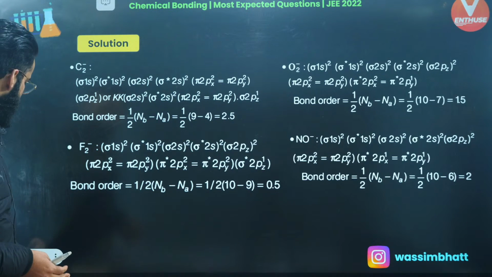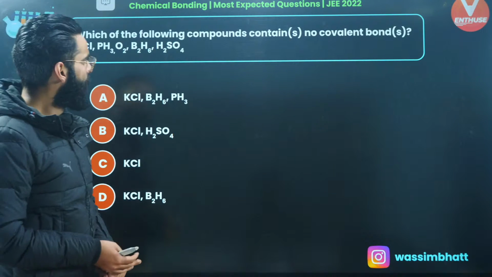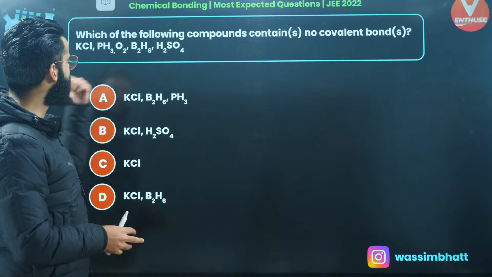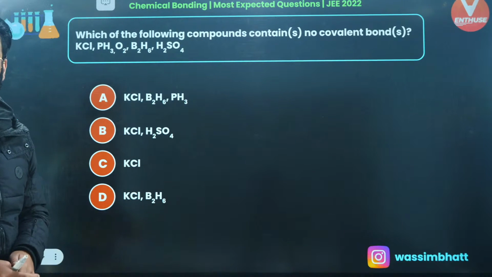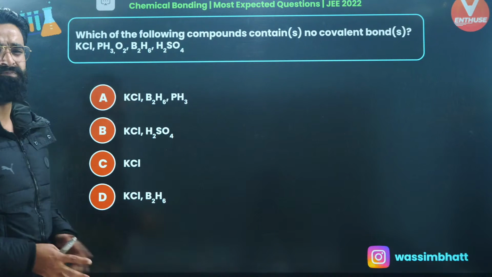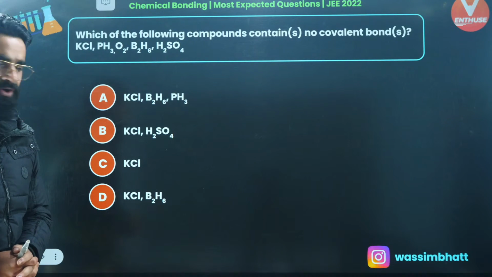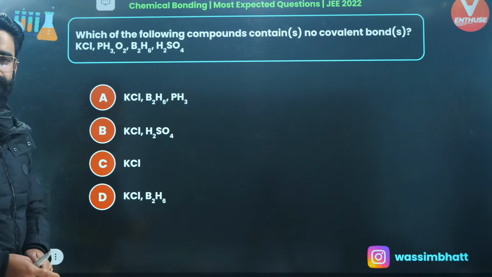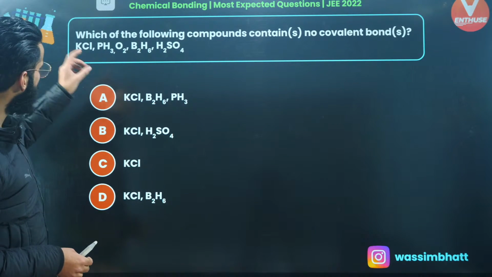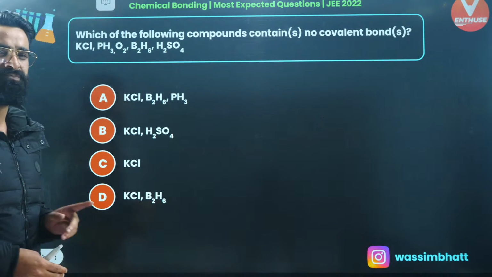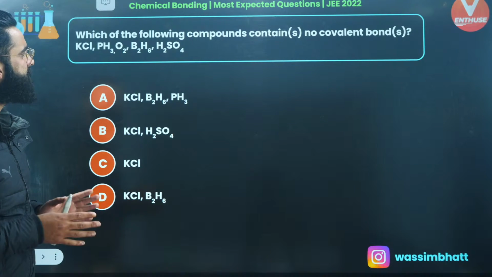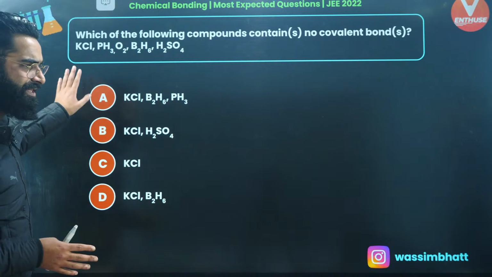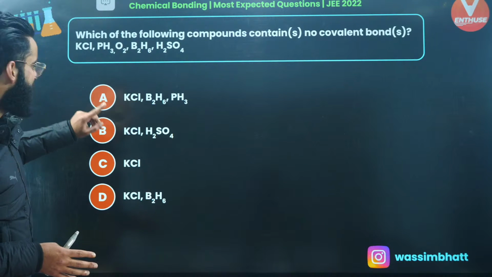Look at this particular question. Which of the following compounds contains no covalent bond, right? Basically, you need to see which of the following is pure ionic. It's simple. What do you think about this particular one? I can see among all the molecules there is only one compound which is pure ionic, wherein there is no covalent bond. Absolutely, you all are right, it's KCl.